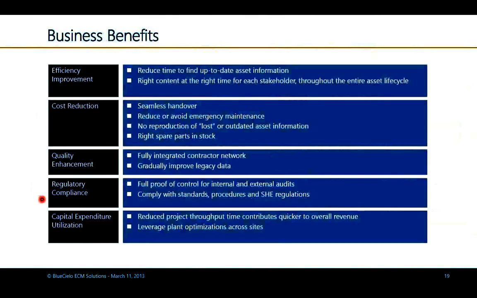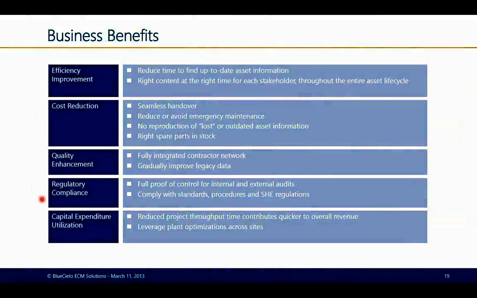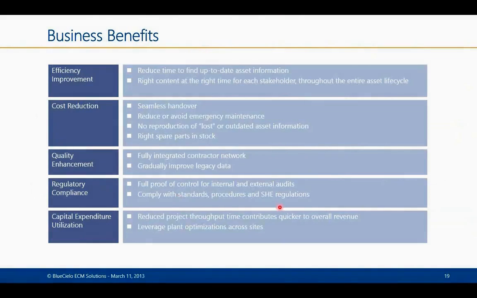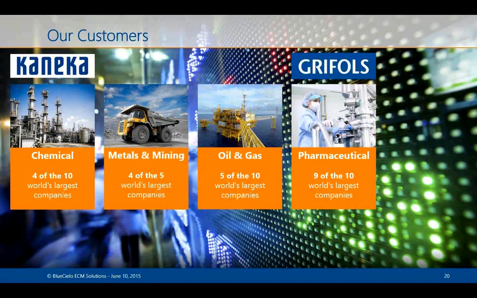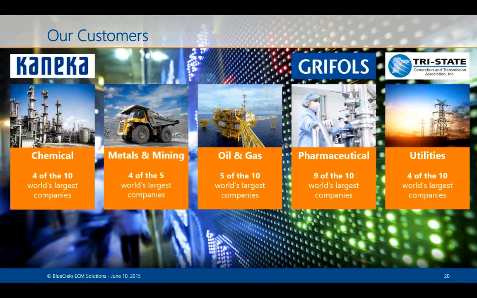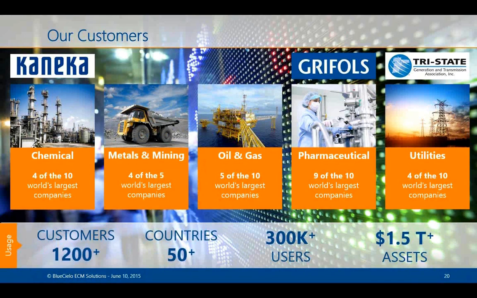Also, regulatory compliance is an important factor as well. The full proof of control, and also to be able to prove that you have fully documented plans, both help with internal and external audits. We have over 1,200 customers who are all over the world in over 50 countries with more than 300,000 users. They are managing a combined $1.5 trillion worth of assets with Bluecielo software. These are just some of our customers that are using concurrent engineering today. You can hear and see them discuss their use of it on our website under the resources videos.